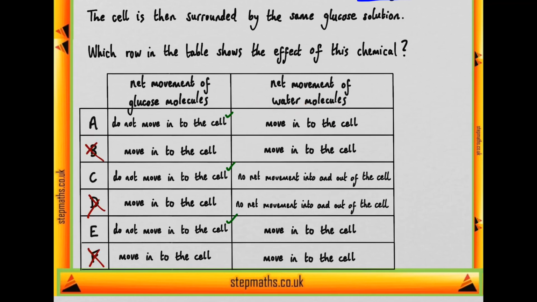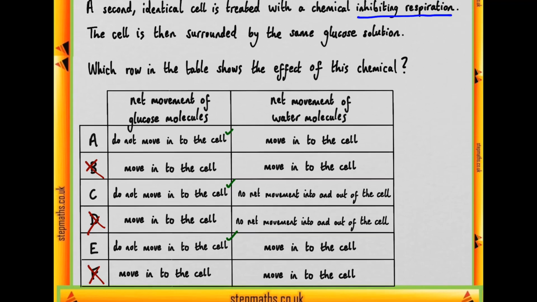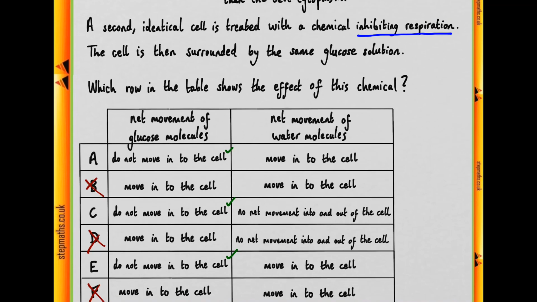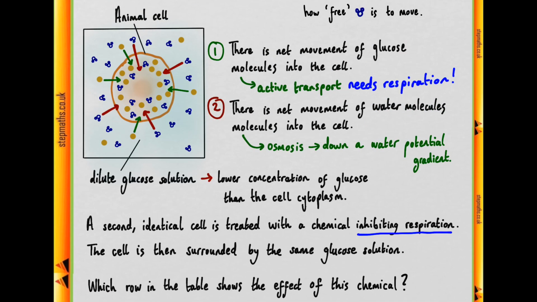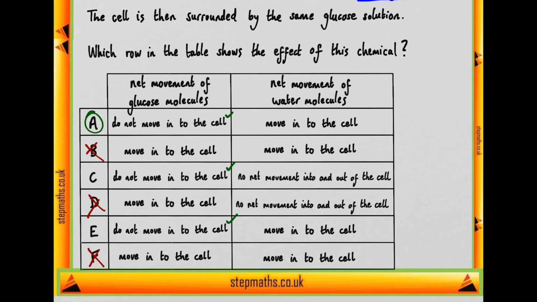Let's move on to the water molecules. Now, in the case of the water molecules, osmosis does not require any respiration, it's just the passive movement down a water potential gradient. So since we have water moving in before, via osmosis, the water will move in again. And since A is the only option which has this out of A, C and E, my apologies, there was an error in the table at E and F.